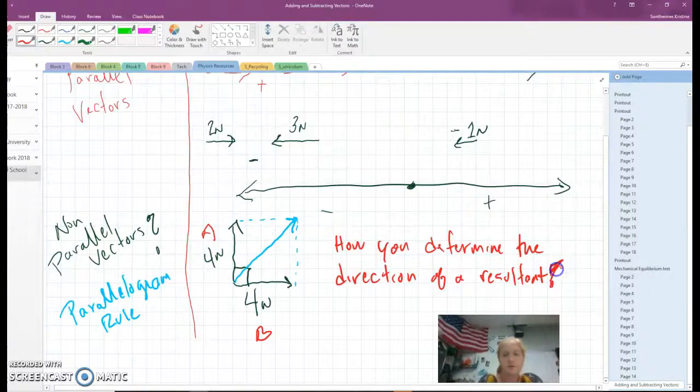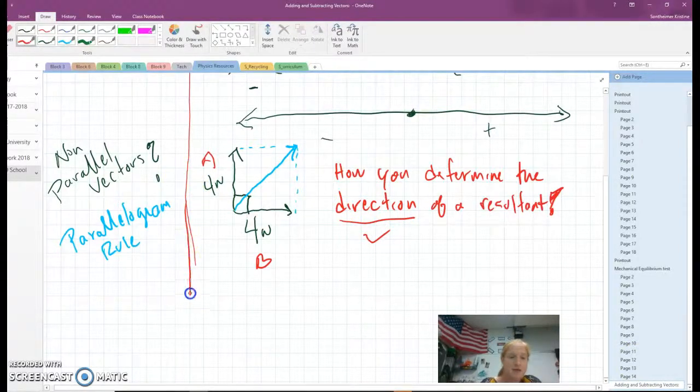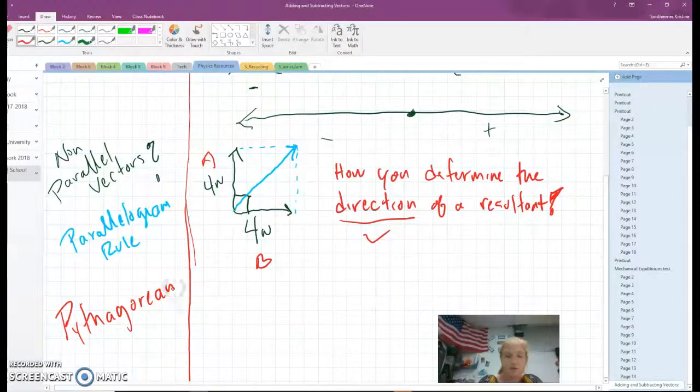Okay, it's important to know. Okay, now, we figured out the direction. How do I calculate the magnitude? Okay, this is when this fabulous formula, Pythagorean theorem, shows up.